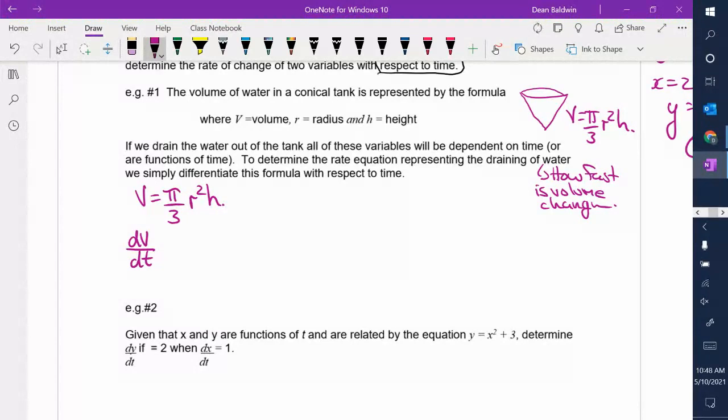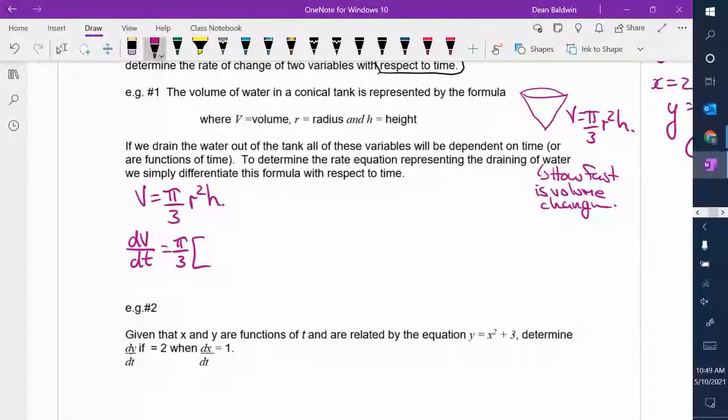That is v prime, essentially. But the reason I'm going to write it this way, dv dt, is because we need to know that everything is with respect to time. And instead of writing v primed, it makes a little more sense when you're talking about these type of problems. So derivative of volume with respect to time is dv dt. Pi over 3 is a constant, so I can just pull that out, leave it there. What rule do I need to use on r squared h? Product rule, okay? Which says the derivative of the first one.